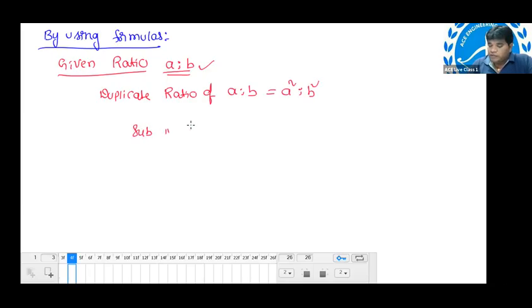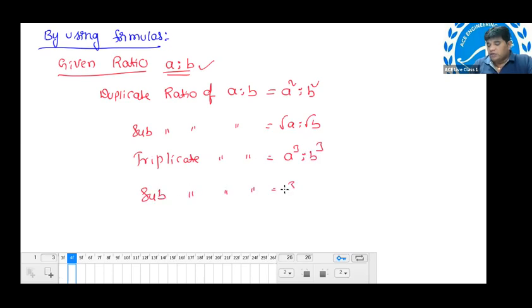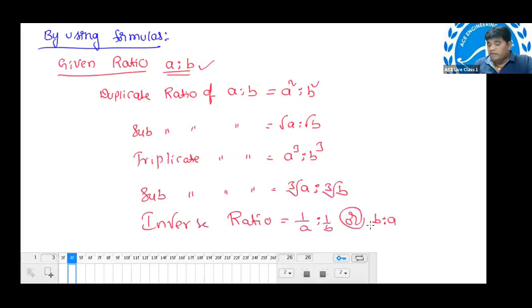Subduplicate: root A is to root B. Triplicate: A cube is to B cube. Subtriplicate: cube root of A is to cube root of B. Inverse ratio: 1 by A is to 1 by B, or B is to A.